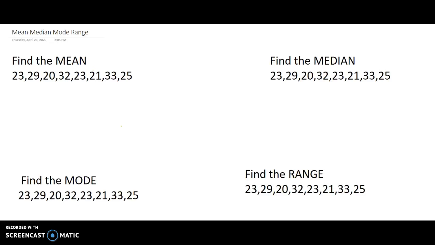Okay, so let's go ahead and find the mean. When it asks me to find the mean, what am I finding? You're looking for that average number. Yes, the average. And in order to find the average, I need to add up all of these numbers first. So let's add up 23 plus 29 plus 20 plus 32 plus 23 plus 21 plus 33 plus 25. And what does that give me? That gets us 206.